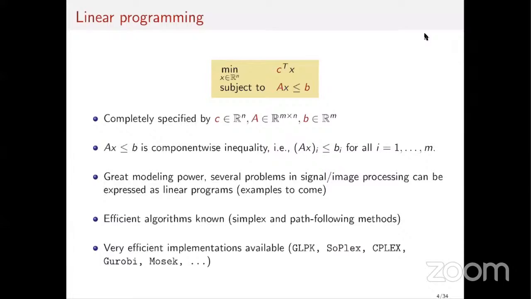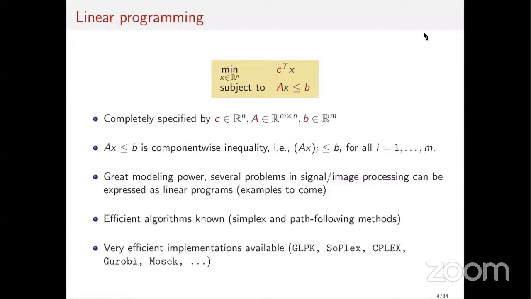There are many implementations of linear programming algorithms available. Some of them free, some of them not free, but overall they're all very efficient. Here I've put a list of some of the most well-known implementations. GLPK and SoPlex are free and open source, so anyone can download, use, and see the source. CPLEX, Gurobi, and Mosek are closed source, so these are commercial solvers and you have to pay for them. Some of them have academic licenses and so on. I'll talk a bit more about software later on.